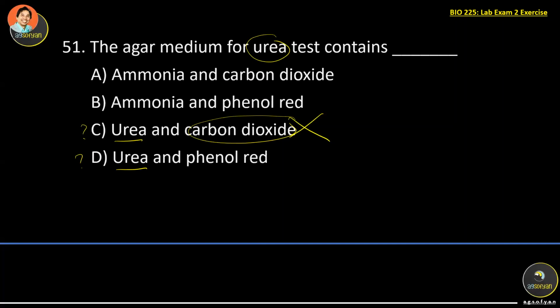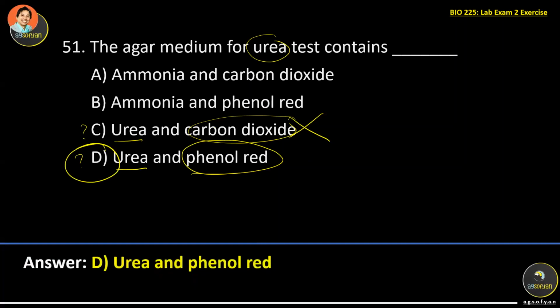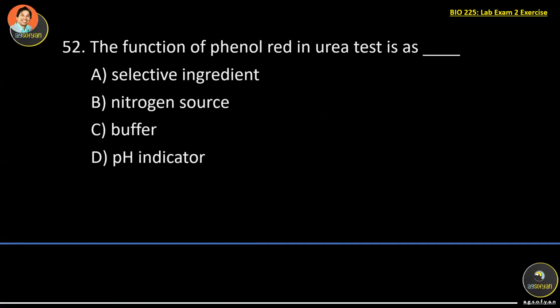And to see the process, we need an indicator. So the indicator will tell you whether the process is positive or not, okay, by changing the color. So we need the phenol red as an indicator. So this will be the answer. The function of phenol red in the urea test is, as I just mentioned, A, B, C, or D. This is a pH indicator.